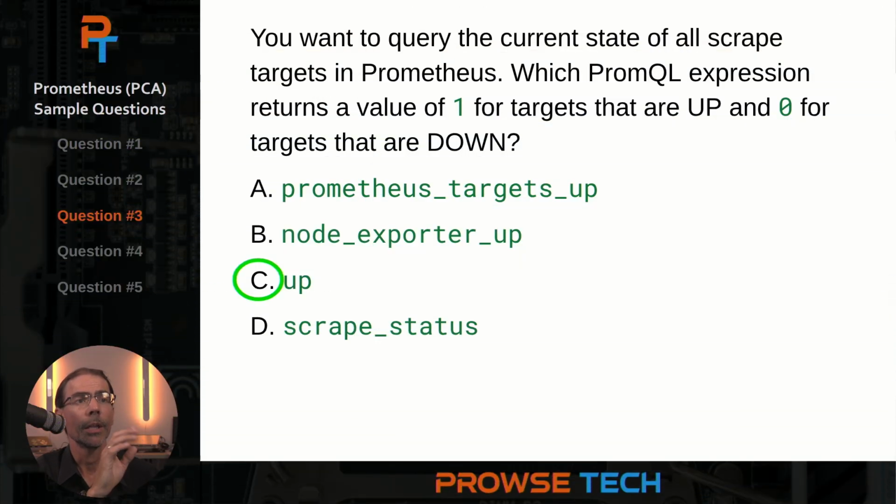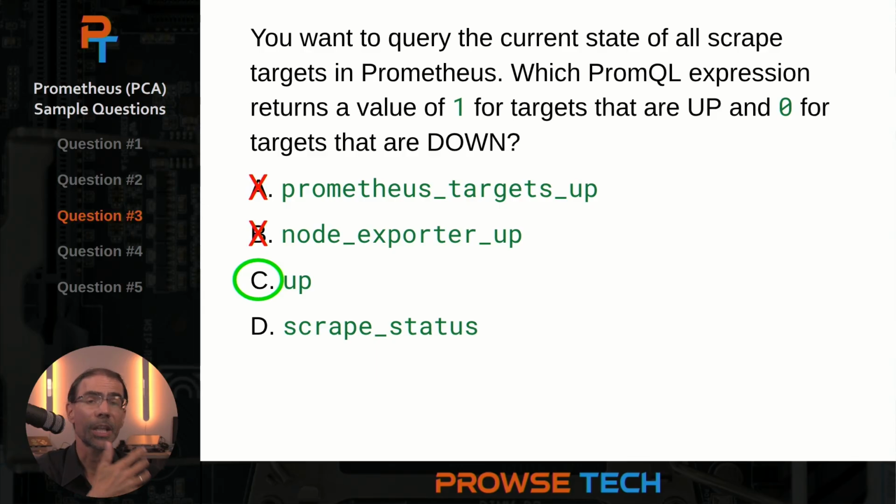Excellent. So up was the simple answer. Now, the other answers: prometheus_targets_up. That's not a real Prometheus metric. However, it uses the right naming convention. It uses underscores in between each word, which is something you want to keep in mind, but not an actual metric that you would use. node_exporter_up, no, that's not a real metric. Node exporter status is just reflected with the up metric, but in our case with the label job equals node.